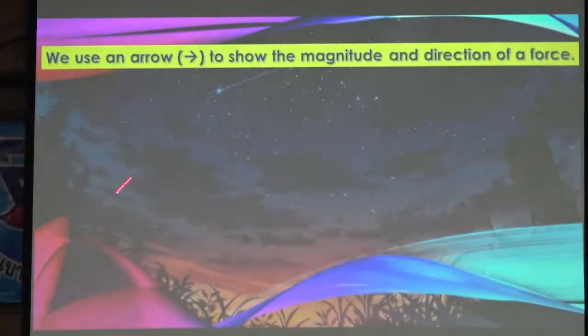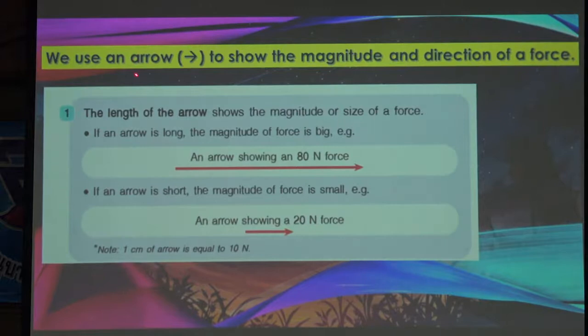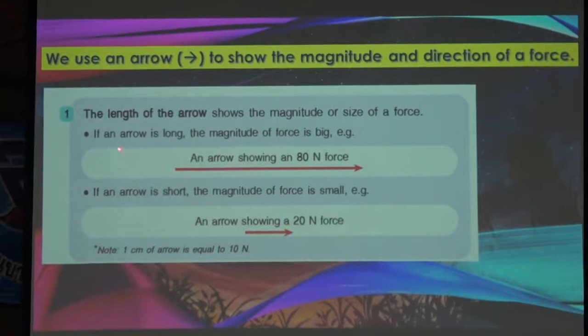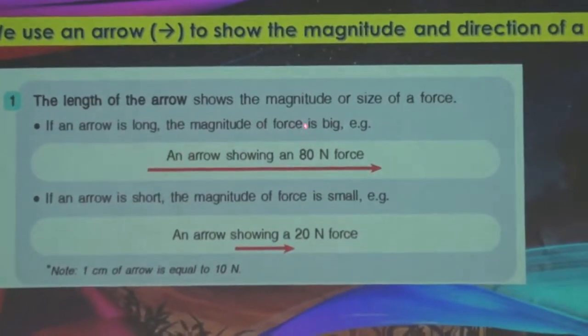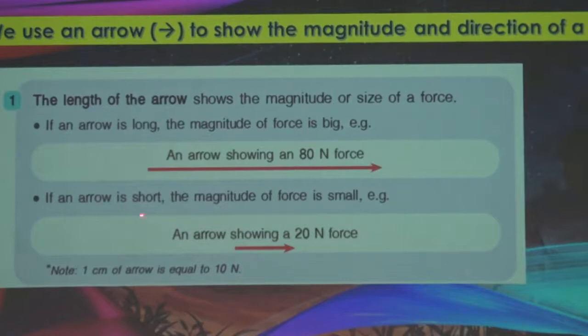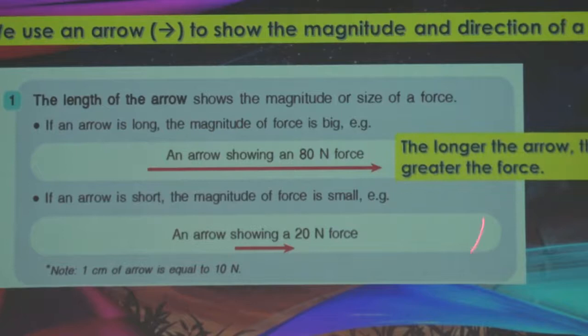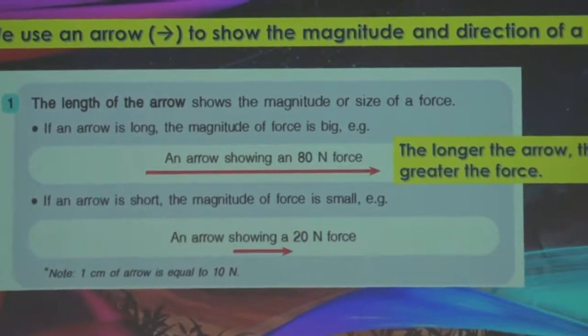Okay, so we use an arrow to show the magnitude and direction of a force. So here's the rule. The length of an arrow shows the magnitude or size of a force. So if an arrow is long, the magnitude of force is big. Like for example here, you see the arrow is long going to the right. So you can read this as an arrow showing an 80 newtons force. Mind you that 1 centimeter of arrow is equal to 10 newtons. So remember, the longer the arrow, the greater the force.